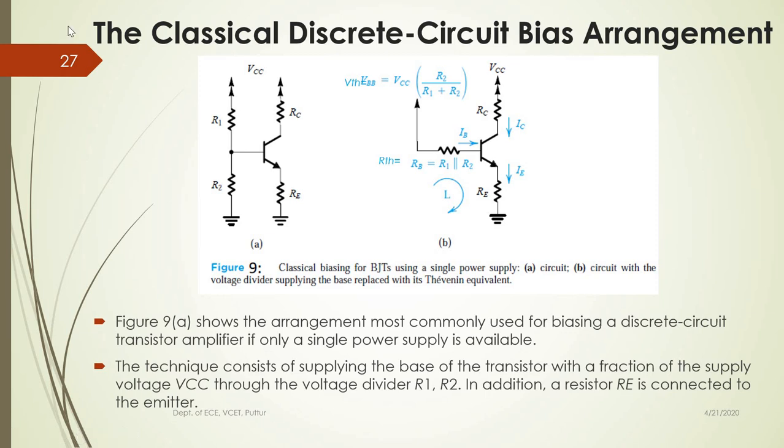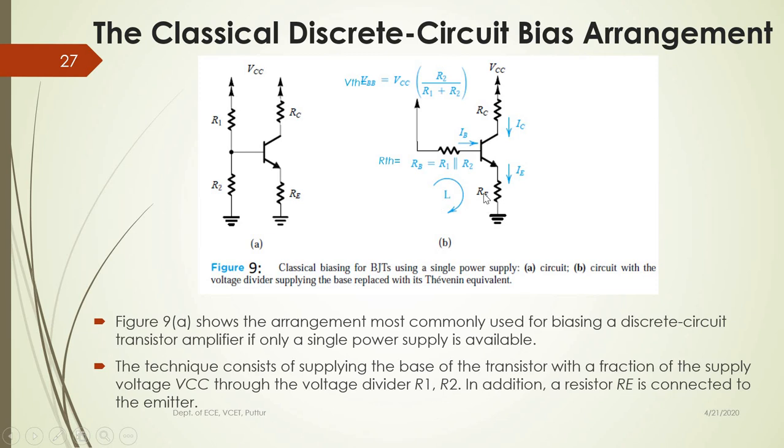Now, see how to obtain the base voltage. That is by applying the voltage divider rule over here, or else obtain the Thevenin's equivalent of the potential divider network. VTH, the Thevenin's equivalent voltage, comes from the voltage divider rule. That is, voltage VBB is nothing but the voltage across the resistor R2, which is VCC into R2 divided by R1 plus R2. Next is the Thevenin's equivalent resistance. RB is nothing but R1 parallel to R2, or R1 R2 divided by R1 plus R2.